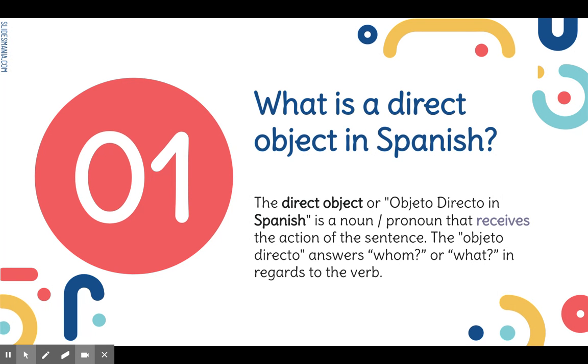So another example is, I want to watch TV, right? I'm the subject. There are two verbs, want to watch, right? So I need to ask myself, what is it that I want to watch? And the answer is TV. TV is my direct object, okay?